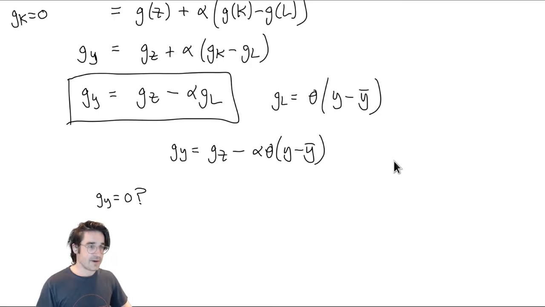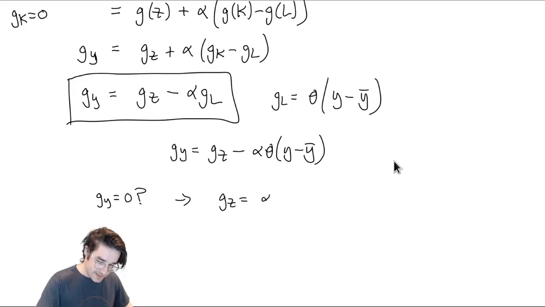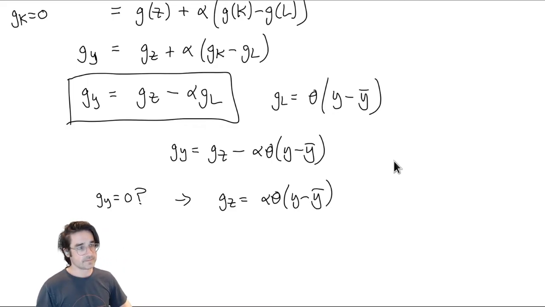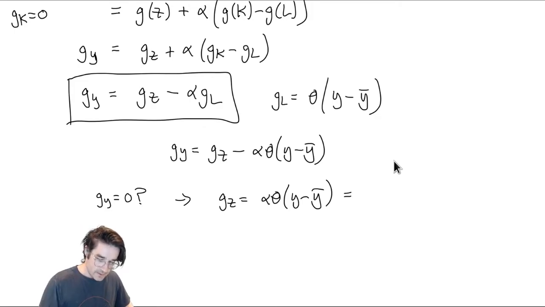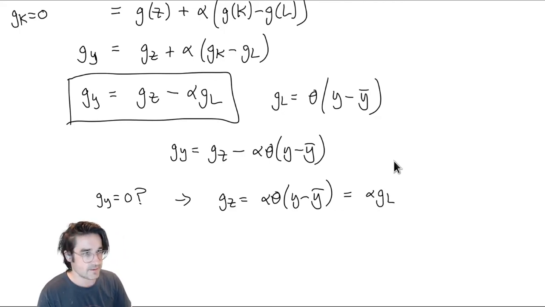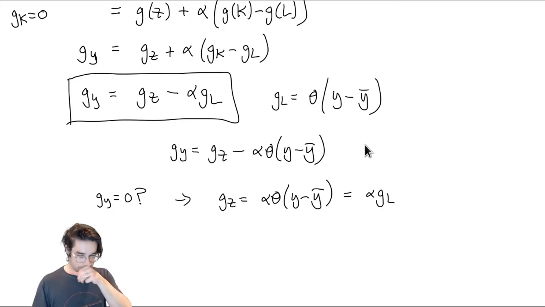All right. So where is gy equal to zero? Well, using the equation above, that means that gz is equal to alpha times theta y minus y bar. Which, going back to the old notation, is alpha times gl. So you can see from this equation that when gy equals zero, gz equals alpha times gl. Using our particular functional form, that equals alpha theta y minus y bar.